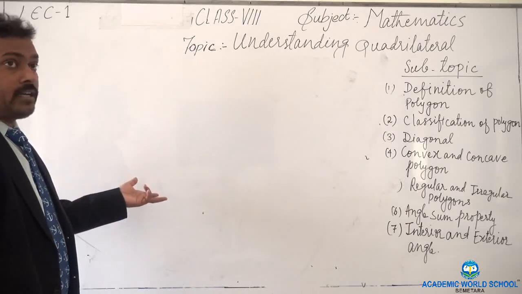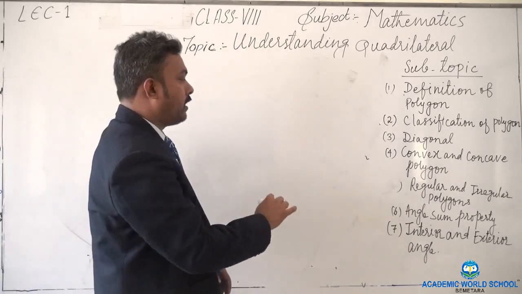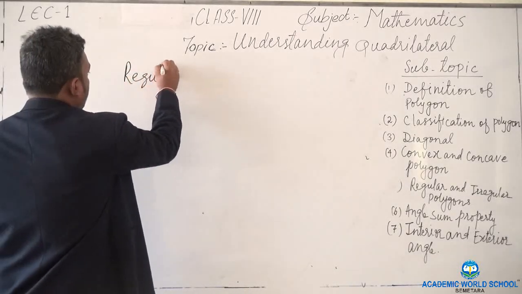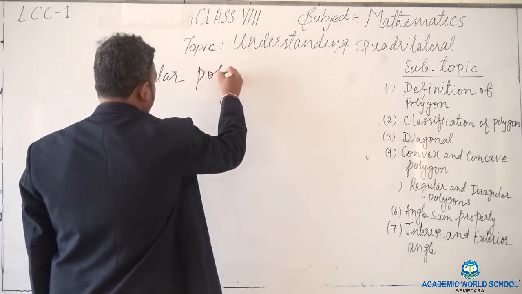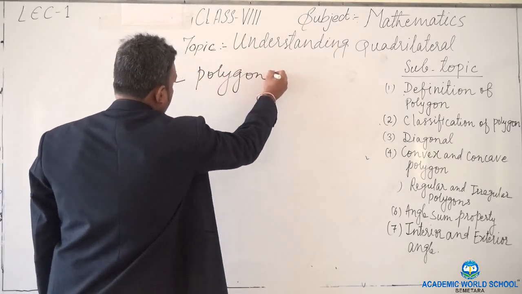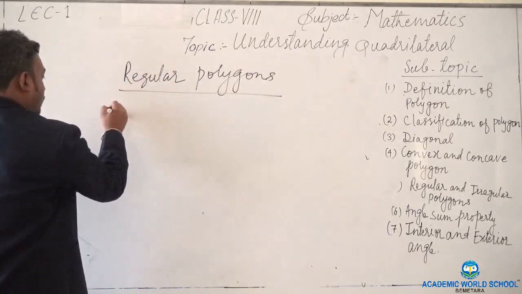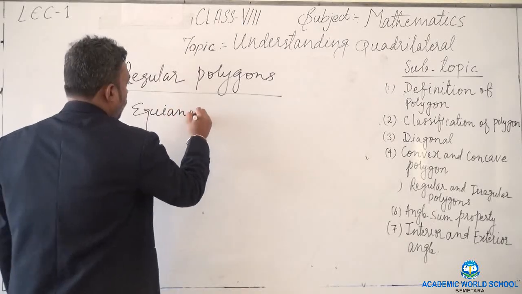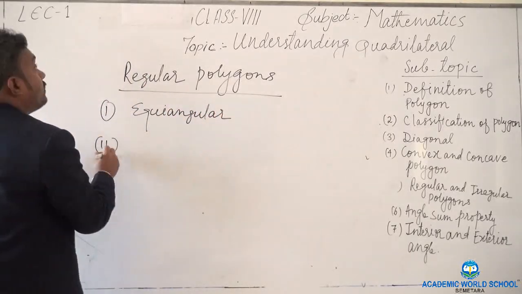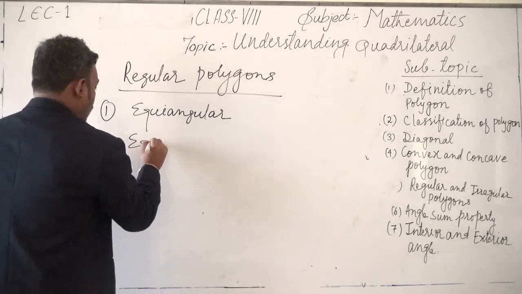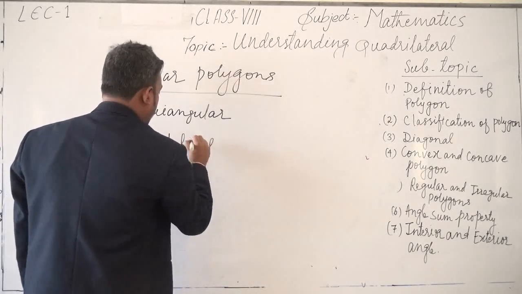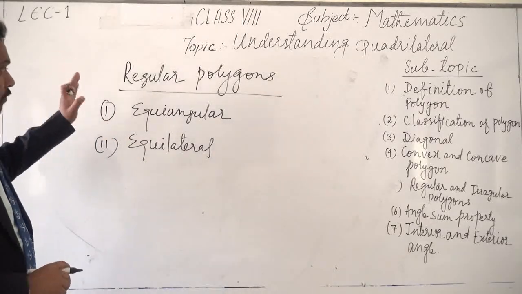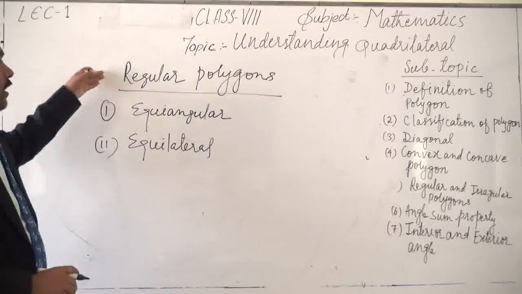Now let's come to the next categorization of polygons, that is regular polygon and irregular polygon. So regular polygon, first we will talk about it. A regular polygon has two conditions: the first is that it should be equiangular, and the second is that it should be equilateral. There are two conditions by which a polygon can be a regular polygon.